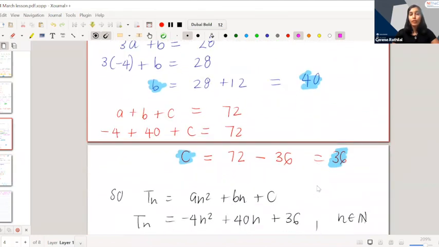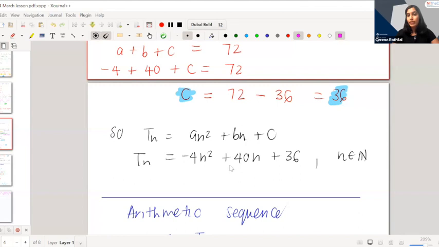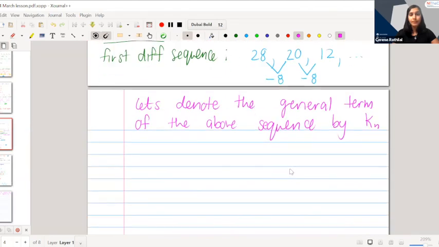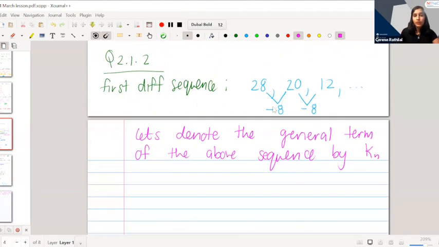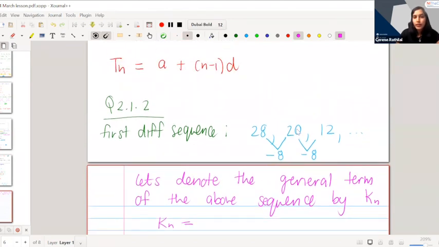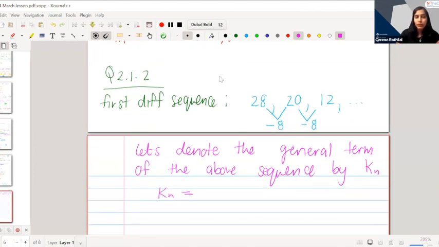We already have the formula for Tn: minus 4n squared plus 40n plus 36. Right now we need the general term for the arithmetic sequence 28, 20, 12, and it's continuing. What is the general formula for an arithmetic sequence? Clearly this is arithmetic because it has a common difference. It is a plus n minus 1 into d. What is the first term? The first term is 28. Then we've got n minus 1. What is the common difference? The common difference is negative 8.